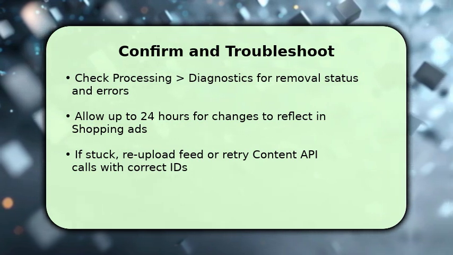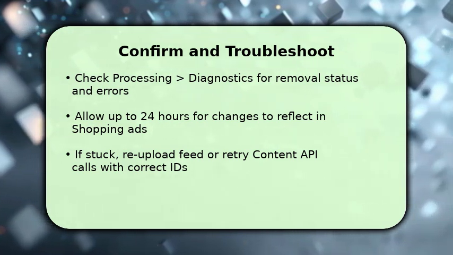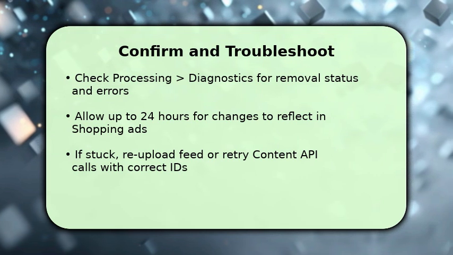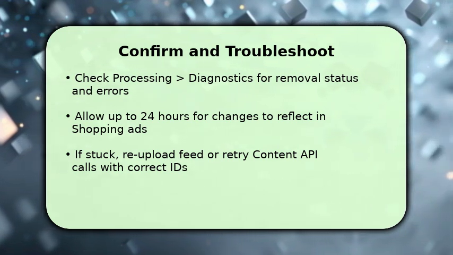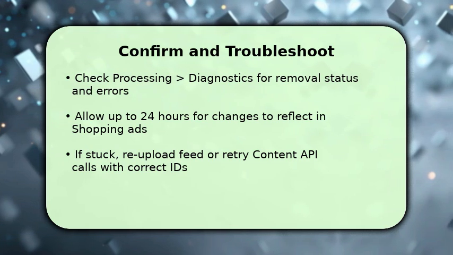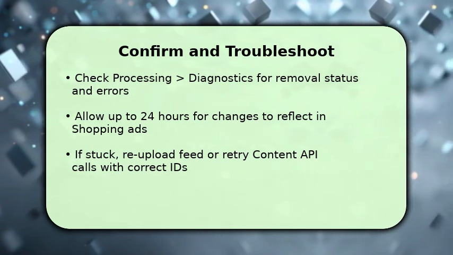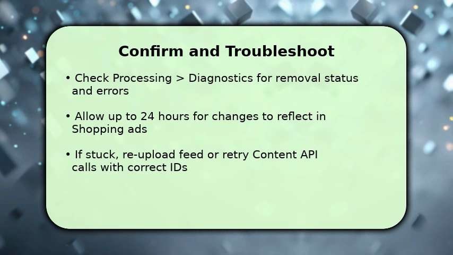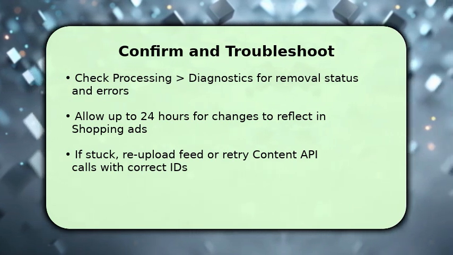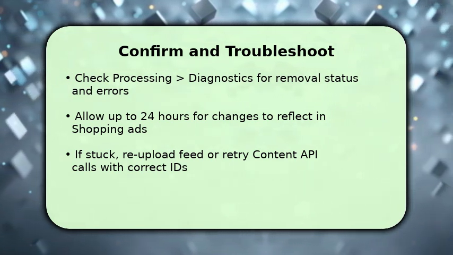If an item reappears, make sure the SKU wasn't reintroduced in another active feed. If problems persist, re-upload a corrected feed or retry Content API calls using the exact product ID. One tip: if you see repeated errors, review attribute requirements and fix feed formatting before retrying.